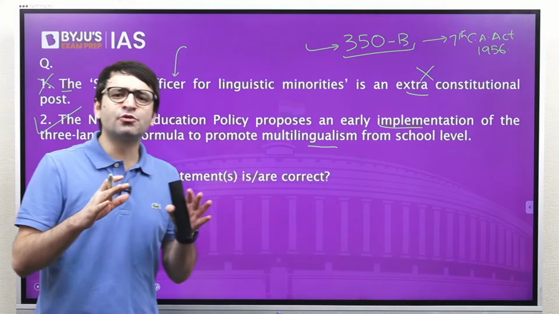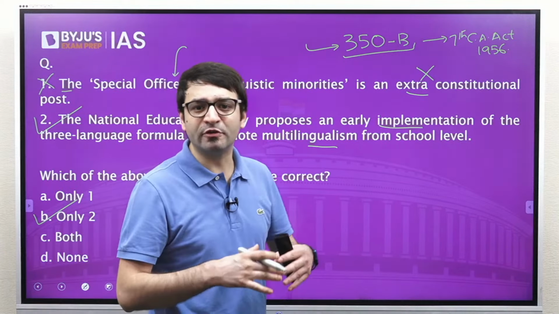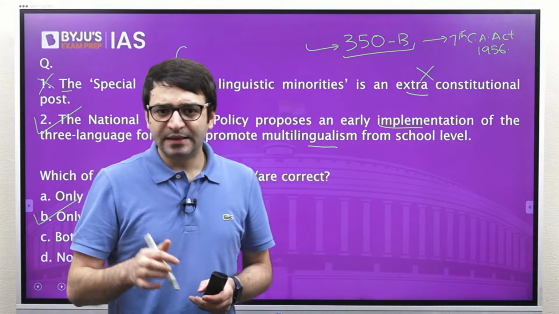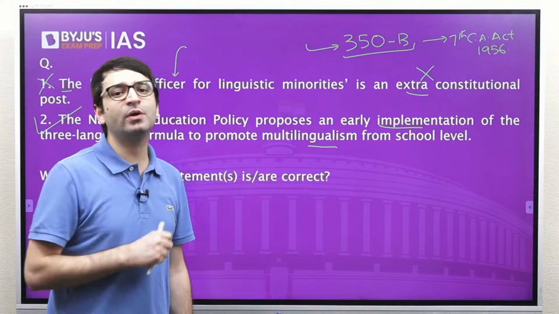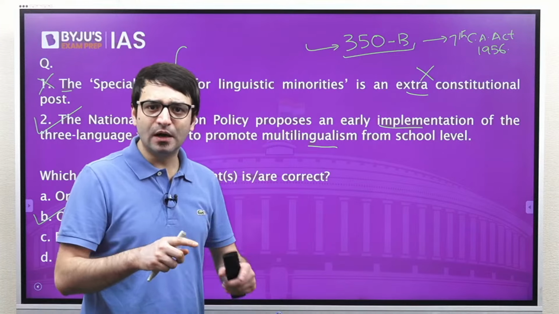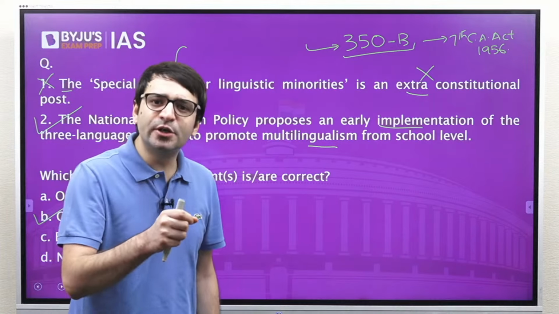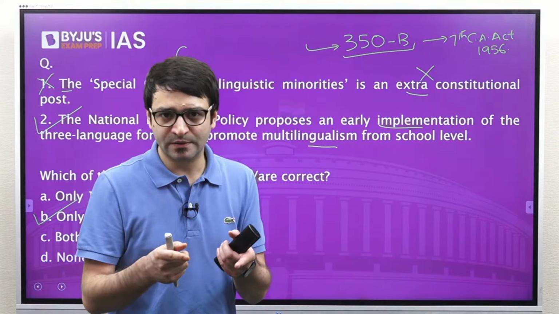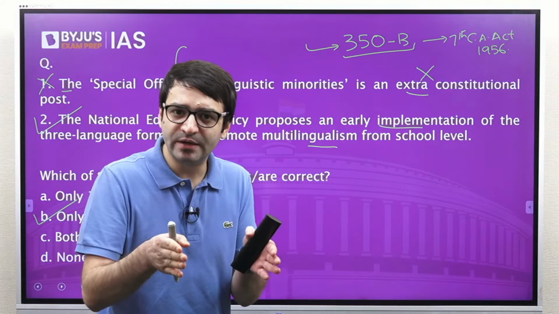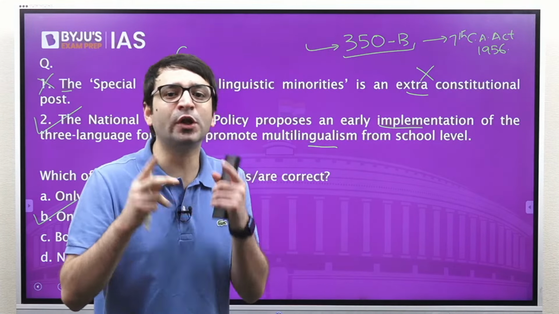Now, what is the backdrop of this 3-language formula, which is under criticism from various southern states in India? We discussed in the last class that Hindi is not the national language of India. Hindi is the official language of this country, of the Union, according to the Constitution. But the same Constitution said that we can continue to use English for 15 years from the commencement of the Constitution. That means from 1950 till 1965. And after 1965, Hindi alone will be the official language of the Union.